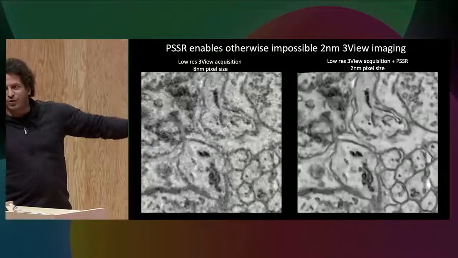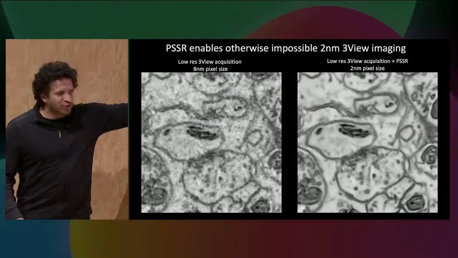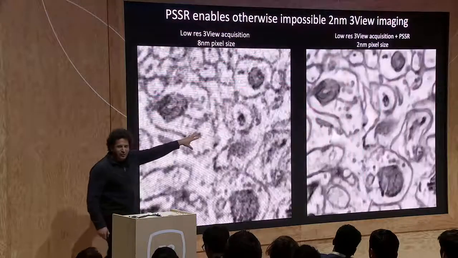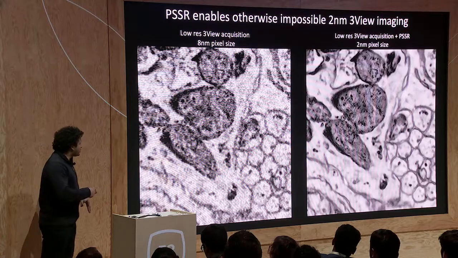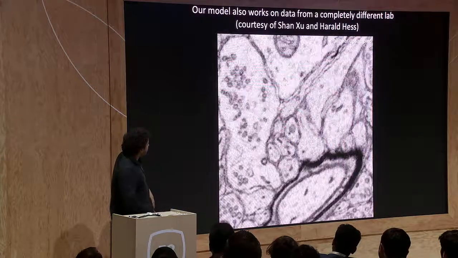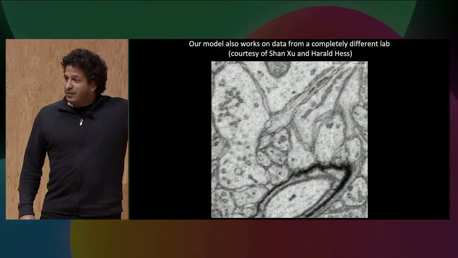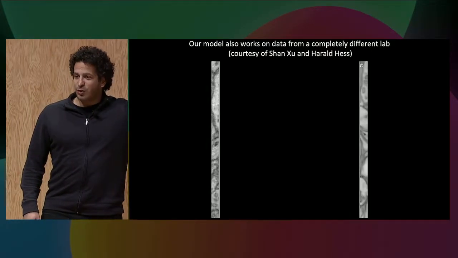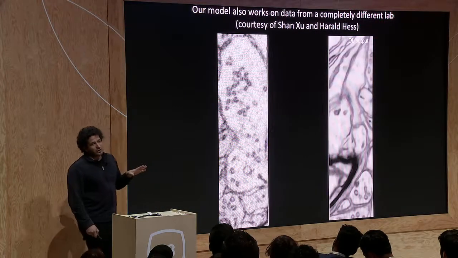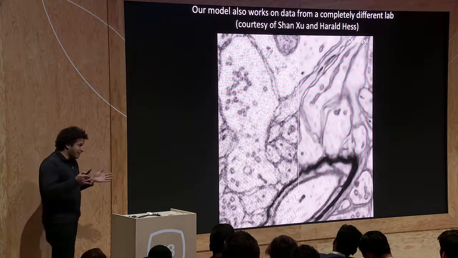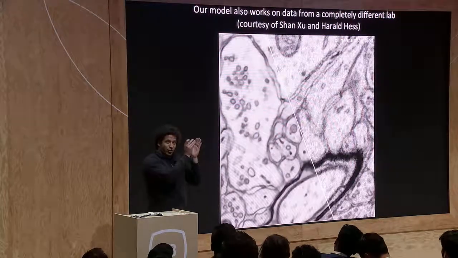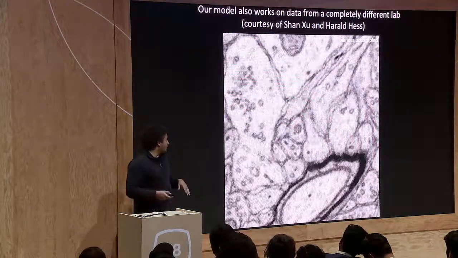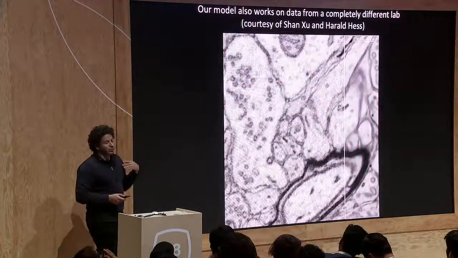So now we can actually do that 3-view sectioning at the low resolution that we're stuck with because of sample damage, but we can reconstruct it and get high resolution data. And this applies, as it turns out, to labs around the world. This is data from another lab, from a different organism, with different sample preparation, and it still works. And that's bonkers. Usually in microscopy and in a lot of cases in deep learning, if your training data is acquired in a certain way, and then your testing data is something completely different, it just doesn't work. But in our case, it works really well. So we're super happy with that.